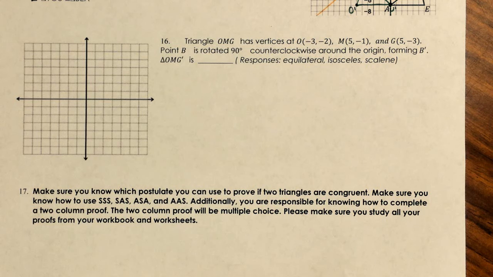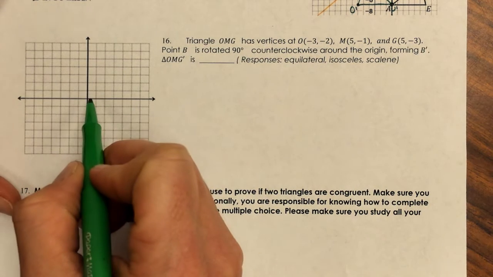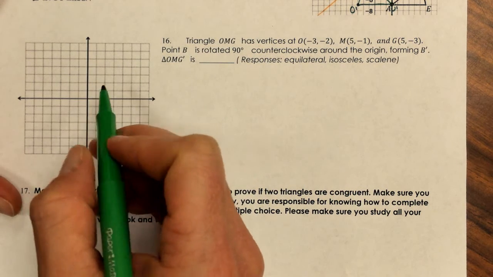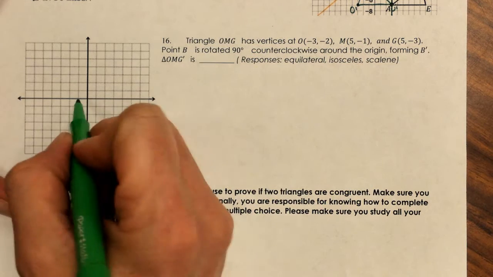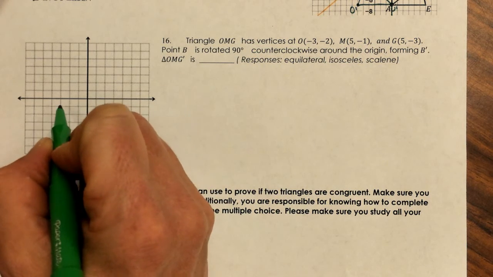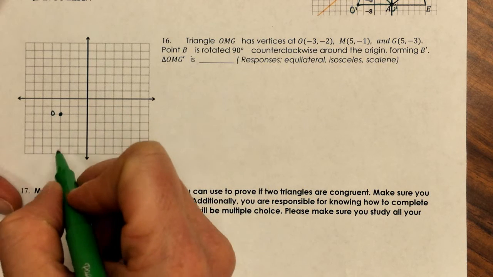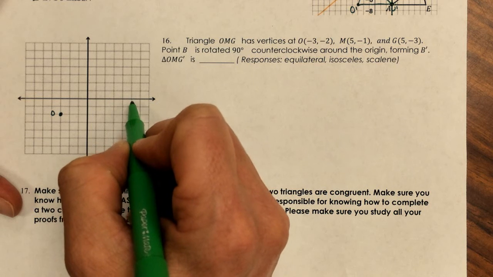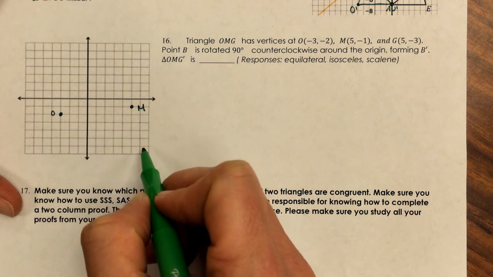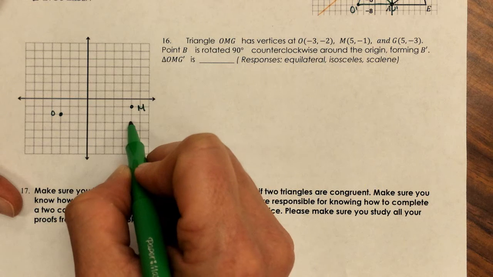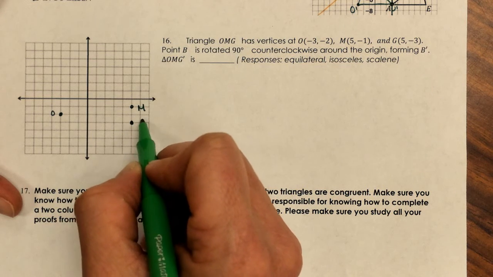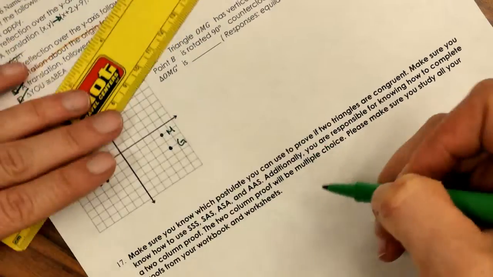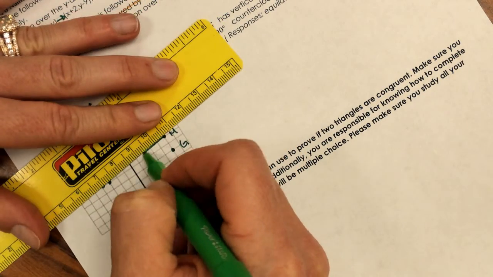So triangle OMG has vertices at -1, -2. I guess I forgot this. Where did I get that? Oh gosh, -3, -2. Okay. OMG has vertices, okay. O is -3, -2. That's my O. M is 5, -1, that's M, and G is 5, -3. Okay, this is my OMG. I'll graph this.